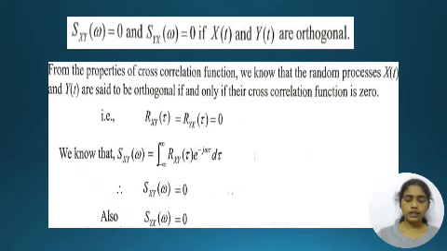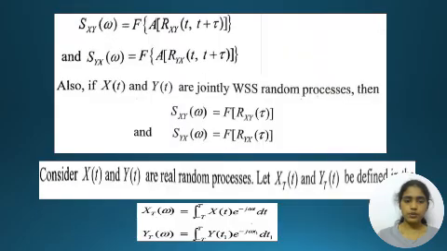Then if x of t and y of t are orthogonal, from the properties of the cross correlation function, we know that the random processes x of t and y of t are said to be orthogonal if and only if their cross correlation function is 0. That is, Rxy of tau equals Ryx of tau equals 0. We know that Sxy of omega equals integral from minus infinity to infinity Rxy of tau e power minus j omega tau d tau. So Sxy of omega equals 0 and Syx of omega equals 0.